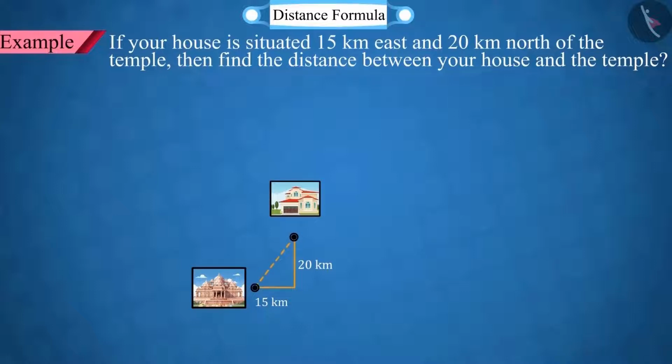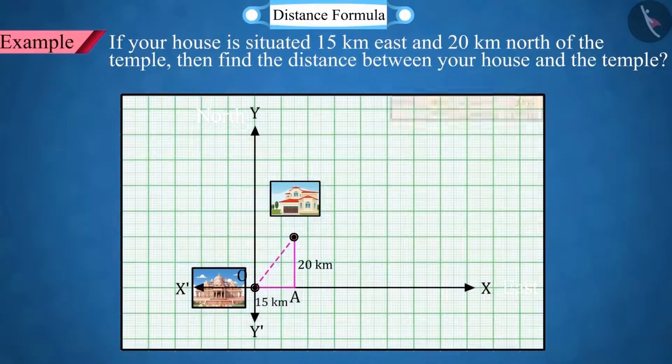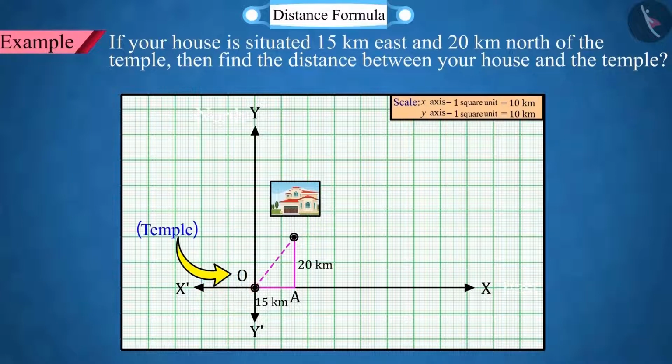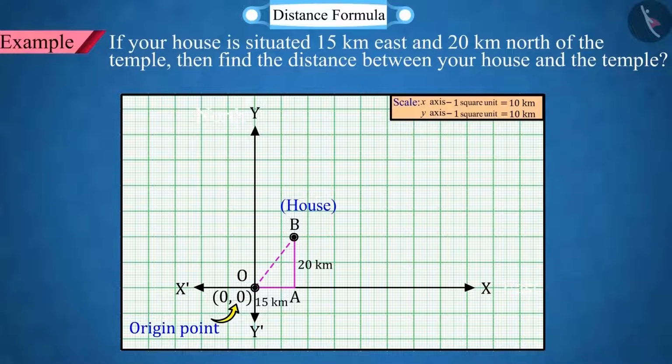First of all, we represent it graphically, which is what we see in this picture, where point O is represented as temple and point B as the house. Let the point O be located at the origin point 0, 0. If point O is joined to the point B, then a right-angled triangle is obtained here. Here, the line OB tells the distance between the temple and the house.